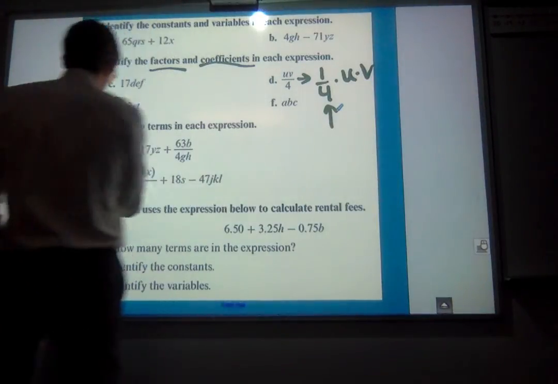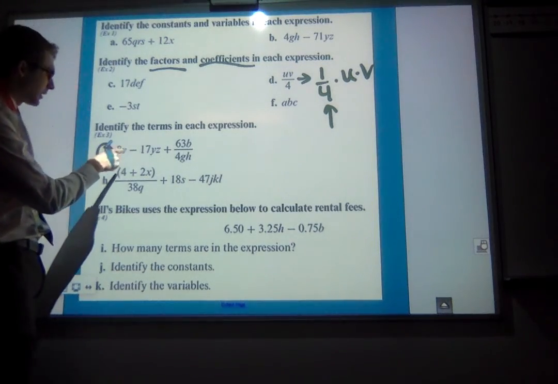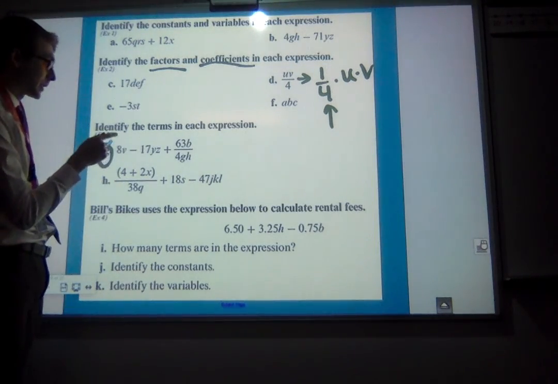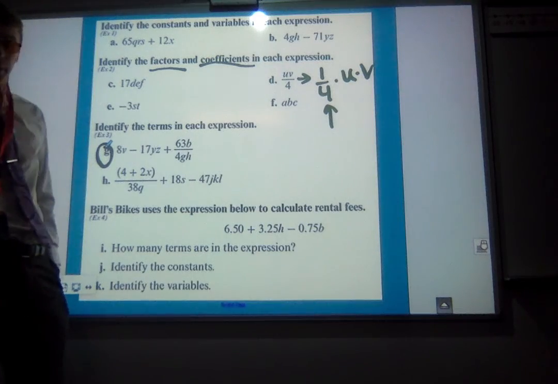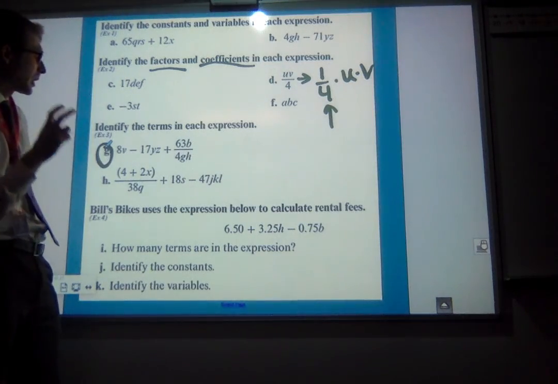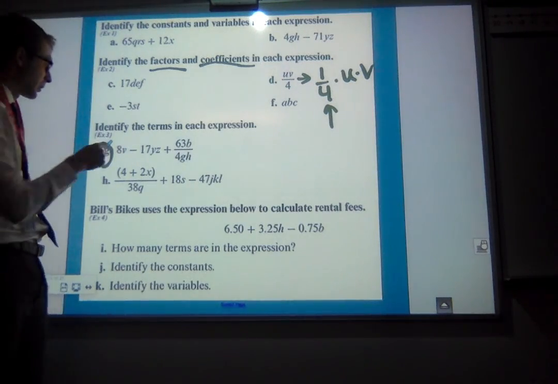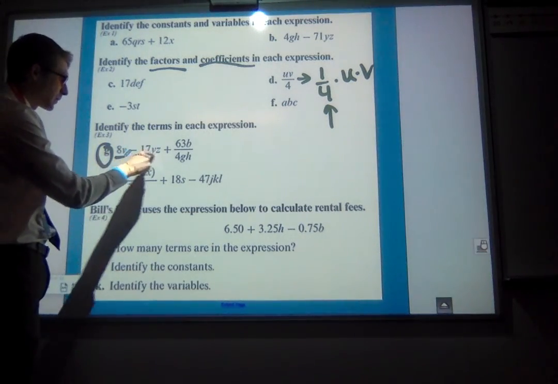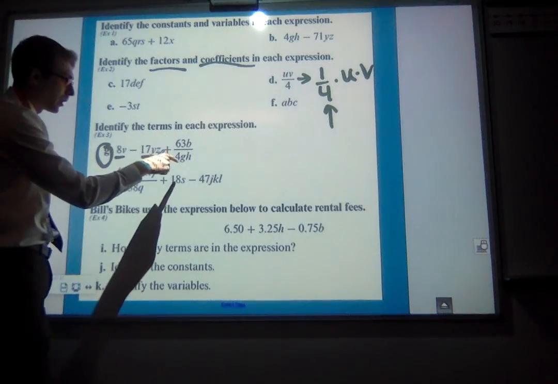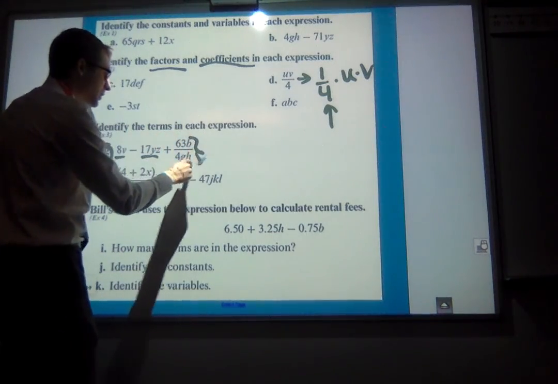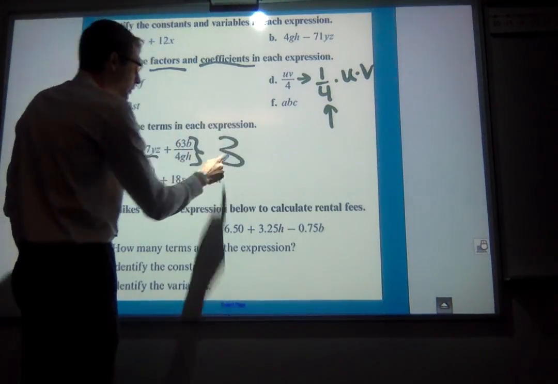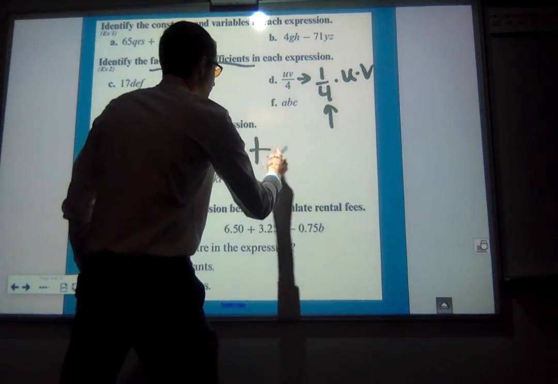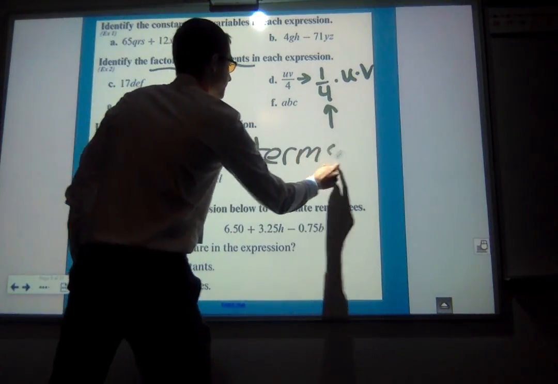Another one I want to look at, g. So we see we got 8v minus 17yz plus 63b over 4gh. Remember, addition and subtraction is what is going to separate different terms. So we see here 8v and then minus 17yz, so this is a term, and then plus 63b all over 4gh, so that's going to be the last term. So here we have 3 total terms. I'm just going to write 3 terms.